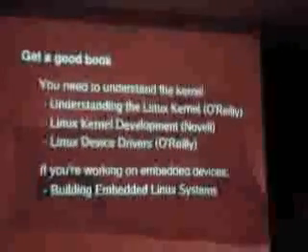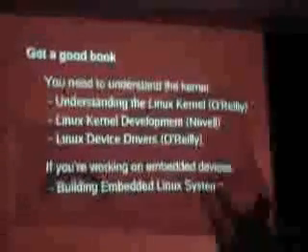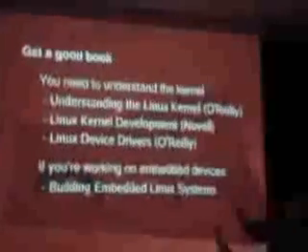So, get a good book, okay? So you need to understand the Linux kernel. I didn't write any of those. I don't have any vested interest in any of those. I am working on this one, so don't ignore anything I say about the second one. But you want to get a book. You want to get Understanding the Linux Kernel.